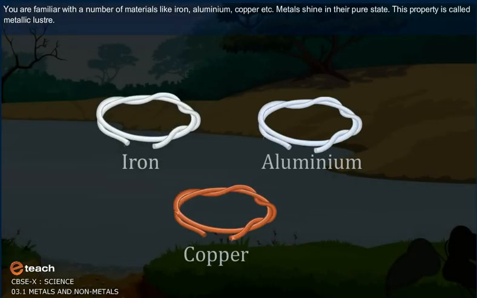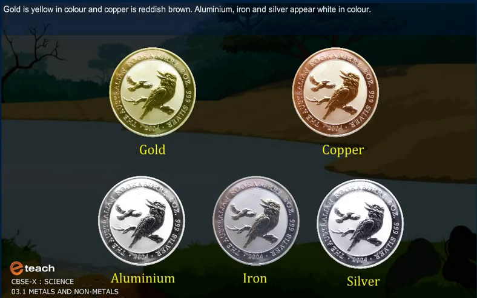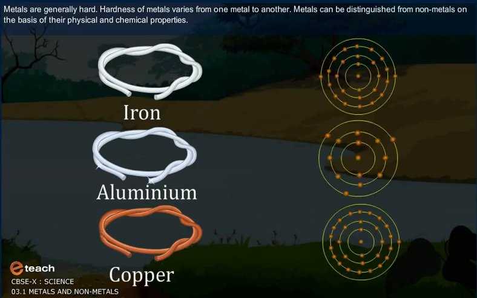You are familiar with a number of materials like iron, aluminium, copper, etc. Metals shine in their pure state. This shining property of the metals is called metallic luster. Gold is yellow and copper is reddish brown. Aluminium, iron, and silver appear white. Metals are generally hard. Hardness of metals varies from one metal to another.